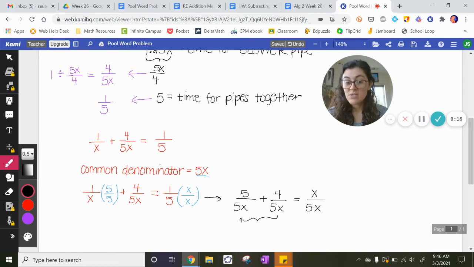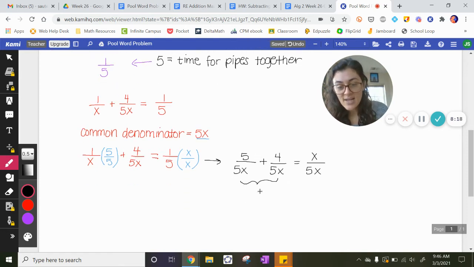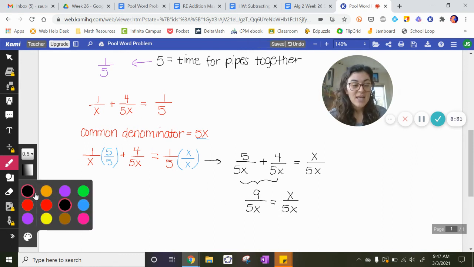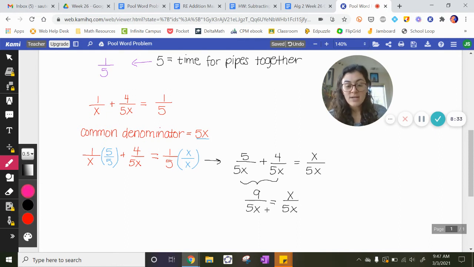Everything has the same denominator now, so we can add this left side. And what we end up with is 9 over 5x equals x over 5x. And here's where method 2 is really nice, because in method 1 you have to cross multiply, but here, if you look, our denominators are exactly the same. And we have an equal sign in between these 2 fractions. So if the bottom needs to equal the bottom, then the top needs to equal the top. So that's where method 2 is kind of cool. You can just ignore the bottom part of the fraction since they're already identical.